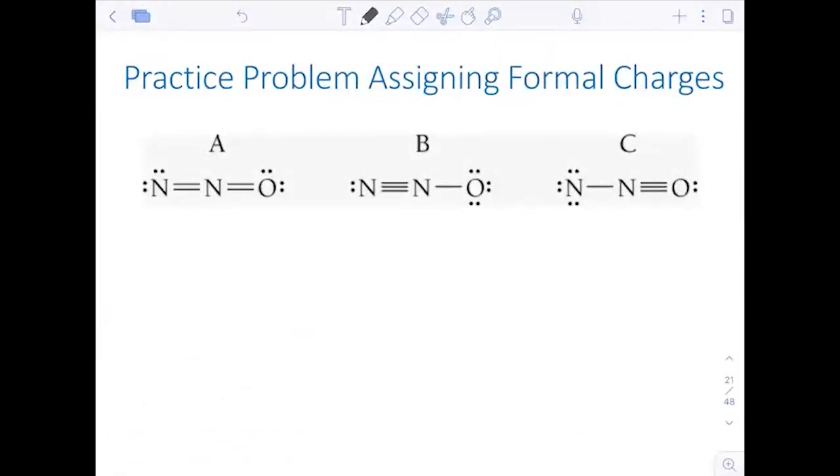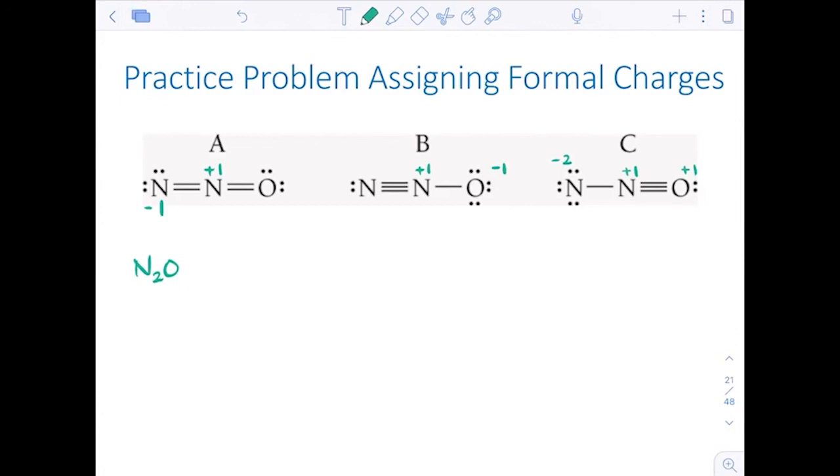Again, practice problems. You can look at those formal charges, start to identify when things have a formal charge or when they don't, and be able to rank. Overall, N2O is a neutral molecule. Dinitrogen monoxide is neutral.